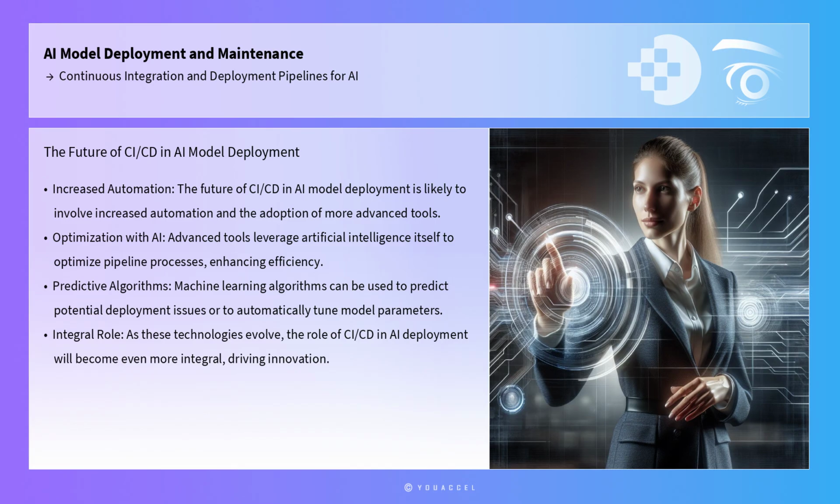The future of CI/CD and AI model deployment is likely to involve increased automation and the adoption of more advanced tools that leverage artificial intelligence itself to optimize pipeline processes. Machine learning algorithms can be used to predict potential deployment issues or to automatically tune model parameters, further enhancing the efficiency and reliability of CI/CD pipelines. As these technologies continue to evolve, the role of CI/CD in AI deployment will become even more integral, driving innovation and improving model performance across various industries.